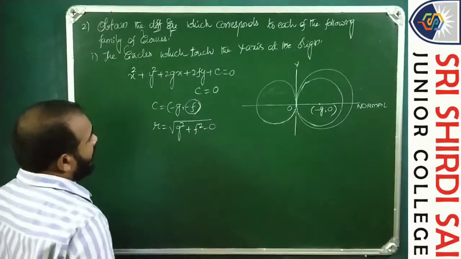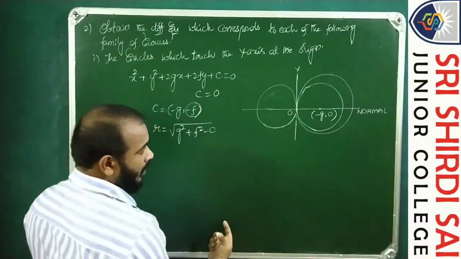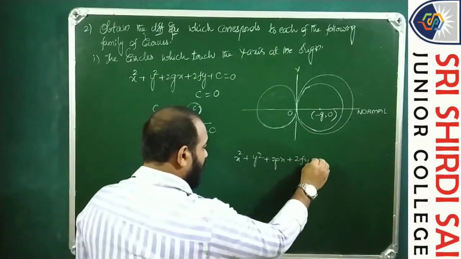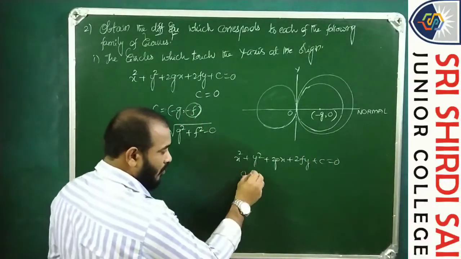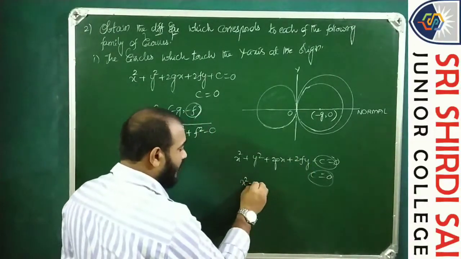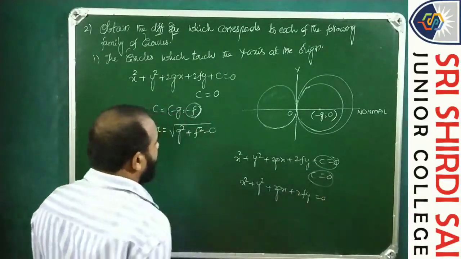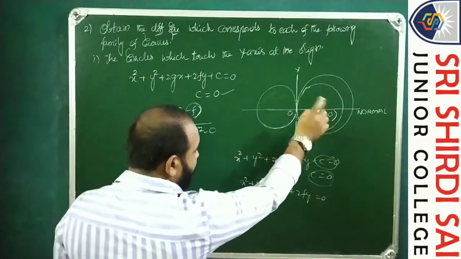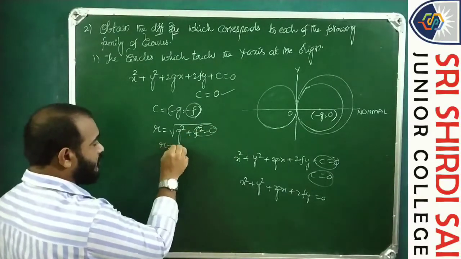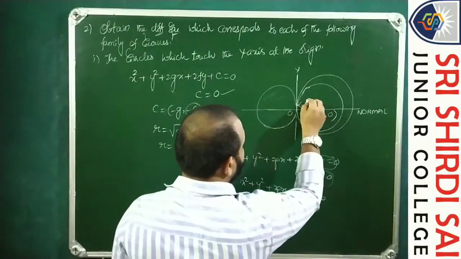See here, f is 0, and c is obviously 0 because it is passing through the origin. If we substitute 0, 0 in x square plus y square plus 2gx plus 2fy plus c equals 0, we get c equal to 0. Substituting c equal to 0 back, we get x square plus y square plus 2gx plus 2fy equals 0. Now c is 0, and on the x-axis the y coordinate is 0, and f is also 0. That means r is equal to g.